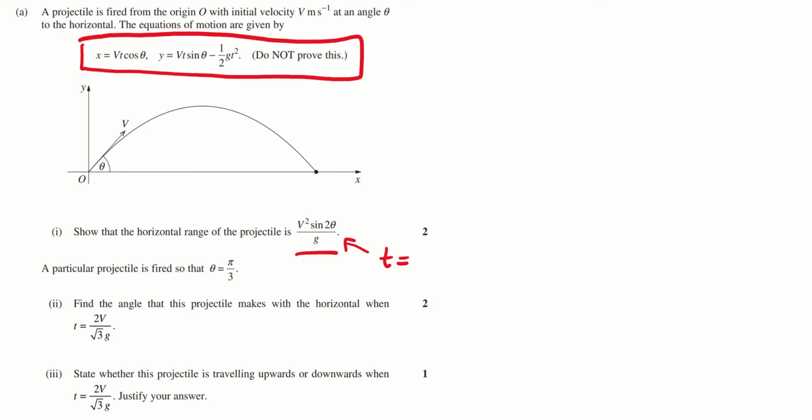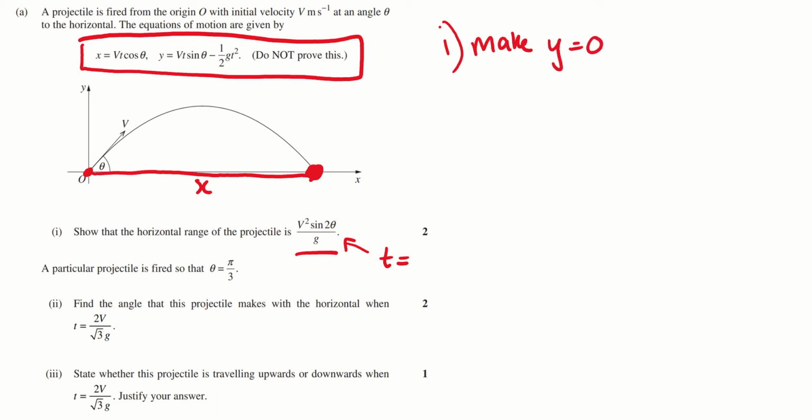Let's think now, horizontal range. That is literally this distance here, which is the x-intercept, isn't it? Technically this projectile has two x-intercepts, so if we find these x-intercepts, we know that one answer is going to be 0, and the second answer is going to give us that horizontal distance. So let's think to ourselves, how do we find an x-intercept? Well, we make y 0.